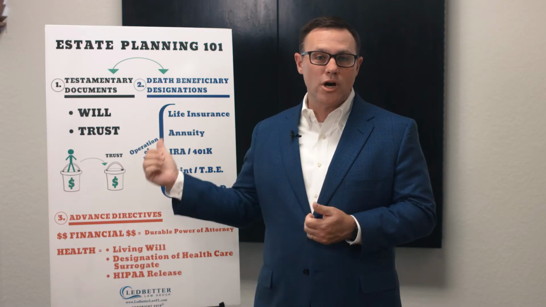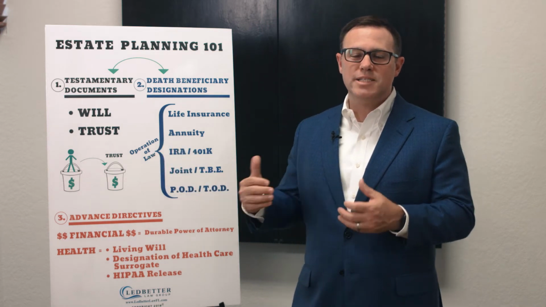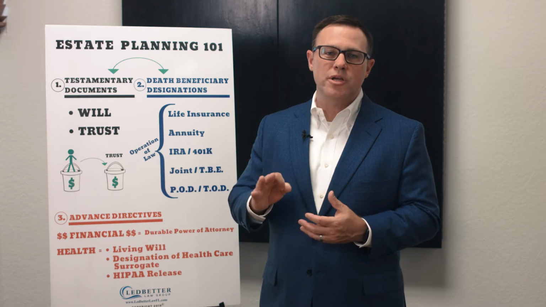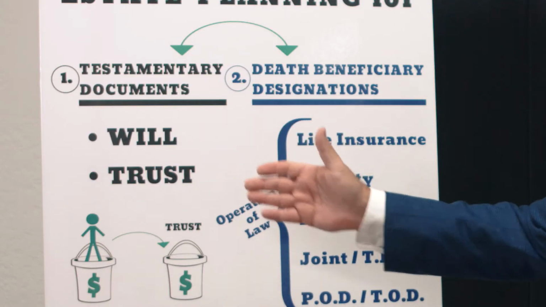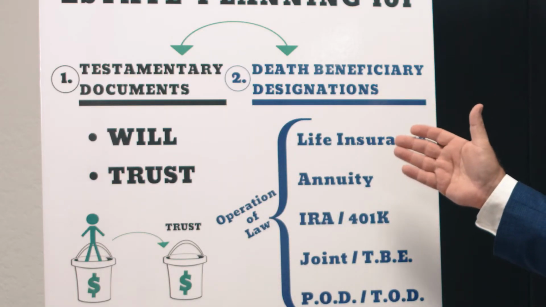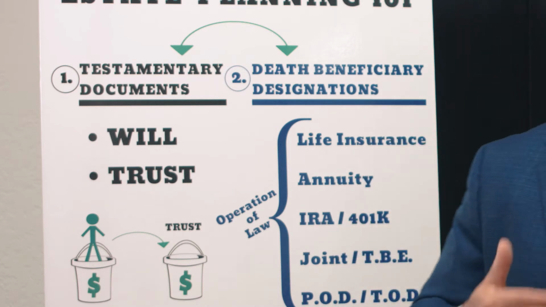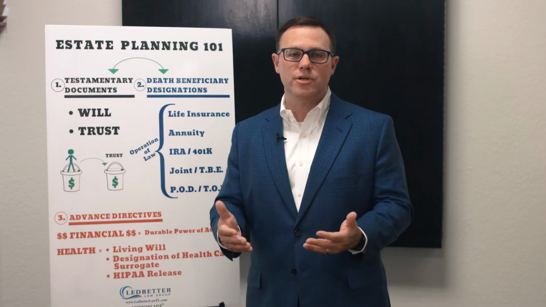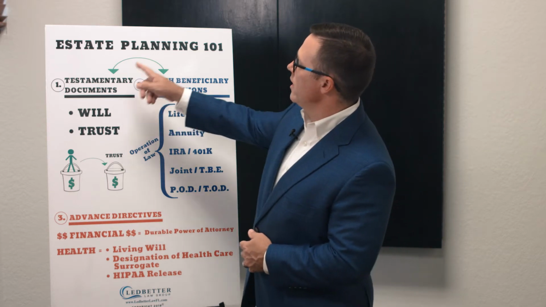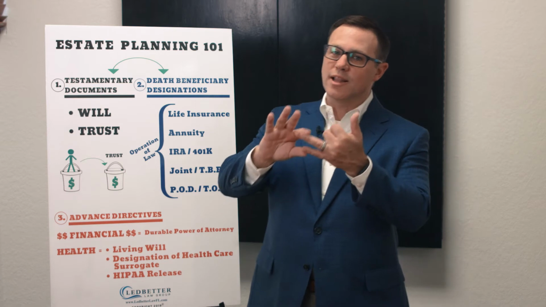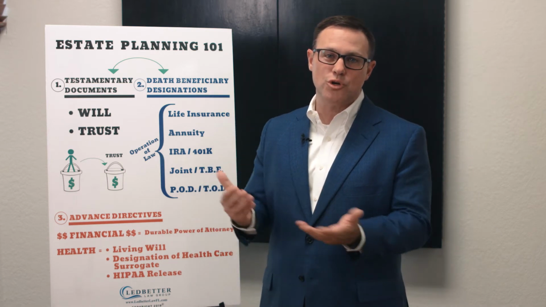The next thing we're going to talk about is my chart I call Estate Planning 101. Basically, this covers the 3 areas that every estate plan needs to touch on. Let's first talk about the first 2. Testamentary documents and death beneficiary designations. This is how our assets get to our intended beneficiaries. And of course, the most important thing on the chart is the green arrow. We have to align those 2 columns in order for them to work together. Otherwise, things might circumvent each other.